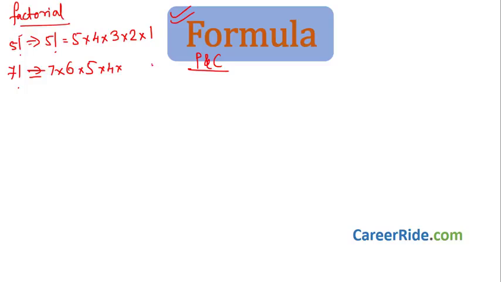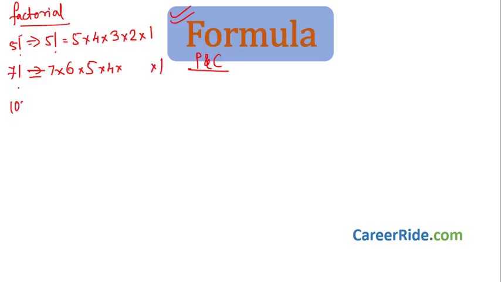Whenever you write a number with this symbol, for example 5 factorial, that means it is 5 into 4 into 3 into 2 into 1. Any number you can write as factorial, right? You can write 7 factorial. The value of 7 factorial would be 7 into 7 minus 1, 6, 6 minus 1, 5 into 4 into 3, and you will continue up to 1.